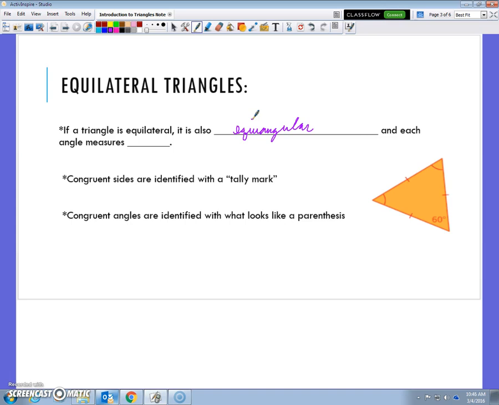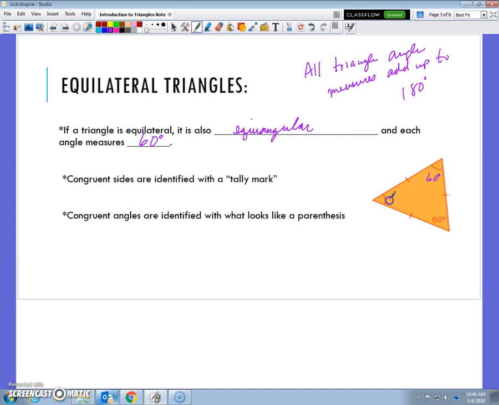Okay, and each angle would measure 60 degrees. I didn't know if you knew this yet or not, guys, but all triangles, and you need to write this on your paper somewhere, all triangle angle measures add up to 180 degrees. So it would make sense that if all the angles are equal, then we would divide that 180 into 3 equal parts, each being 60 degrees.